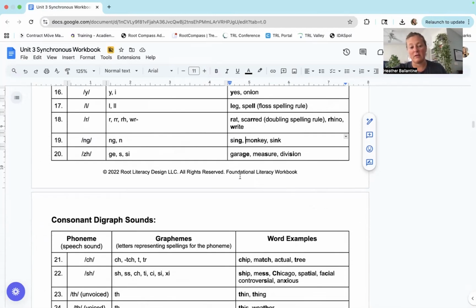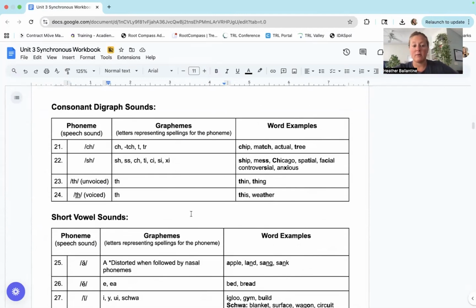And I'm going to make another video on articulation, but this one will get too long if I build it all into one. The ZH is the zh. This represents the zh sound, and these are different ways that it is spelled, like garage, measure, division.